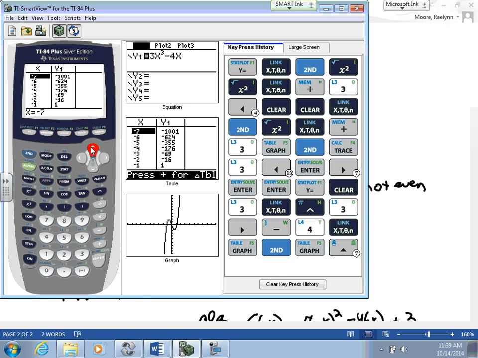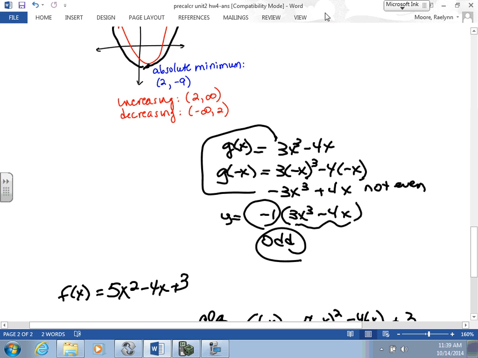So you can look at your graph, but you have to show it algebraically. So you guys try 3 and 4. Try 3 and 4 and see what you come up with.